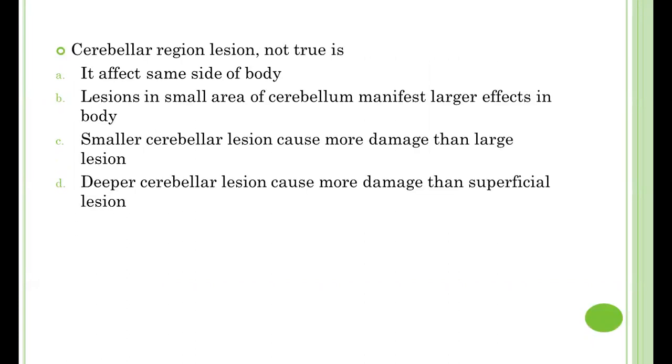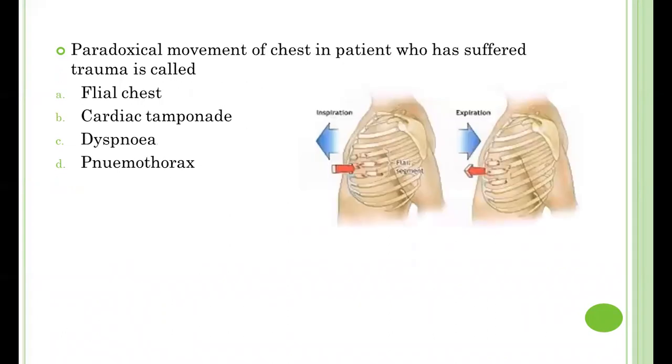Now moving to the next question: which is not true about the cerebellar lesion? The options are: it affects the same side of the body; lesion in a small area manifests larger effects in the body; smaller lesion causes more damage than the larger lesion; and deeper lesion causes more damage than superficial lesion. So the correct answer is option C. Smaller lesion causes more damage than large lesion. Moving to the next question.